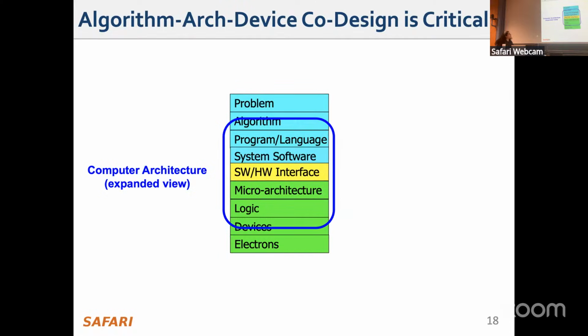In this talk, we will see how the algorithm, in some of the examples that I will talk about in detail, we will see how we fundamentally need to rethink our algorithmic trade-offs based on these lower layers of the system.